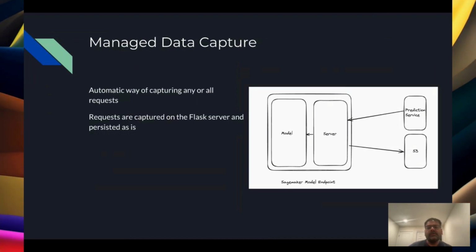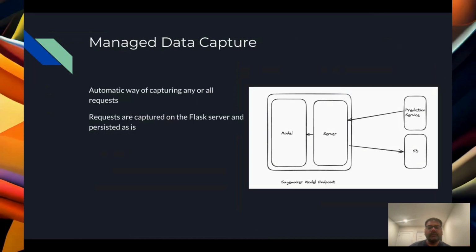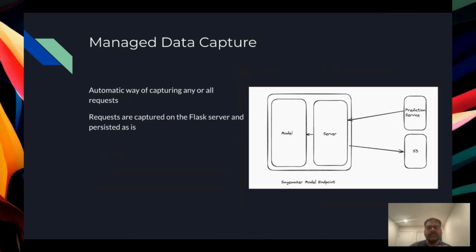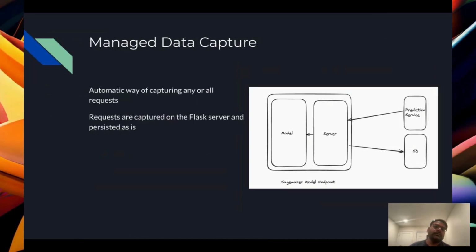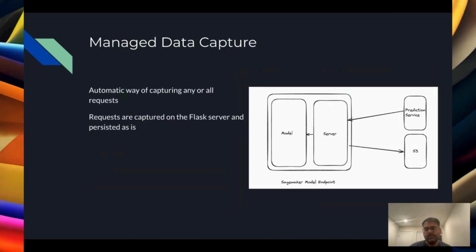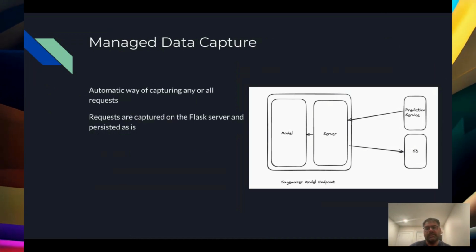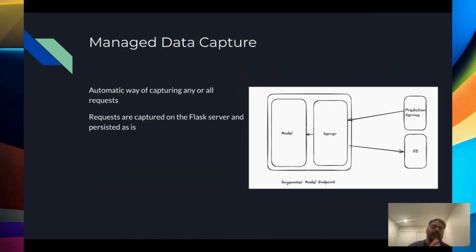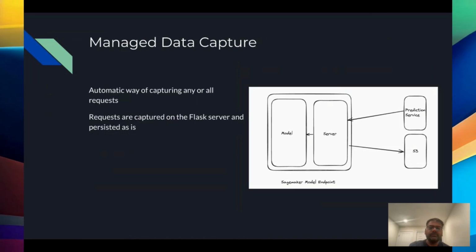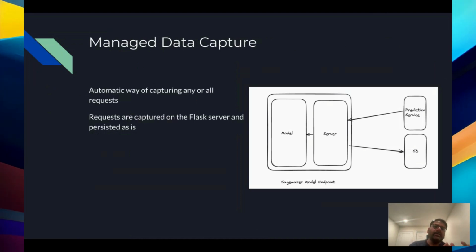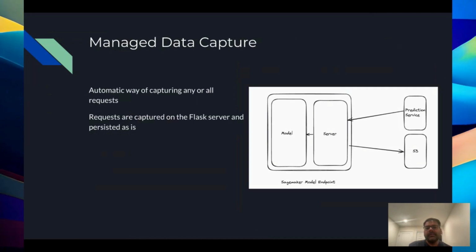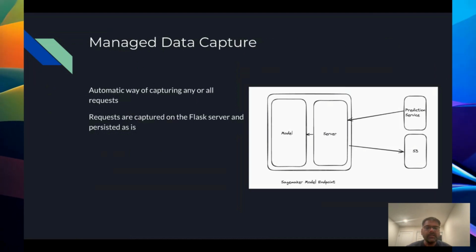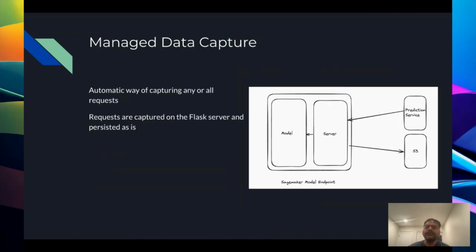So imagine if you're using protobuf as the object in the request to the server. The server will persist that, and then the model will deserialize those requests to make the features in plain text. It will generate the prediction, serialize the request again, and then send it back to the server to send it back to the prediction service. So in here, the server will capture the requests in protobuf format if that is the case. So that's how the managed data capture works.